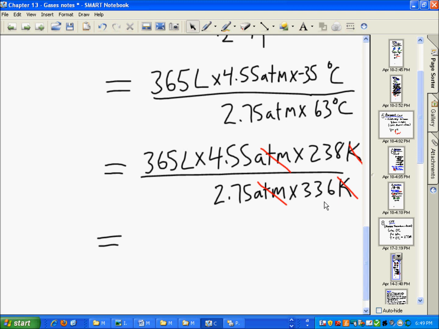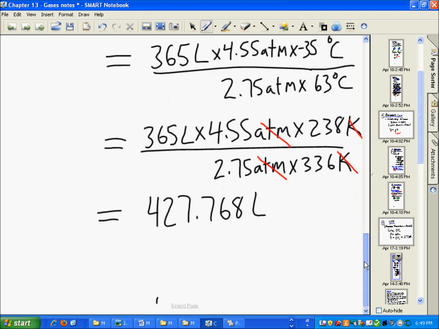So I get 427.768 liters, which is approximately equal to, with 3 sig figs, 428. 428 liters.